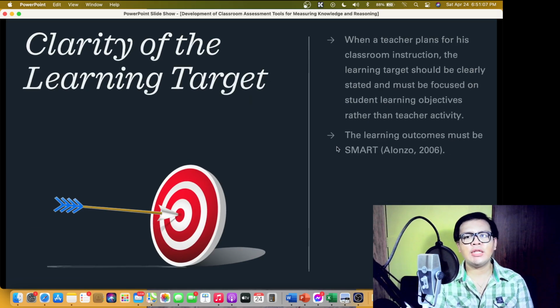So, clarity of learning target. When a teacher plans for classroom instruction, the learning target should be clearly stated and must be focused on student learning objectives rather than the teacher's activity. It should be student-centered, coming from what the student should be able to gain right after it was provided to them. The teacher is there to facilitate. According to Alonso of 2006, the learning outcomes must be SMART. When you say SMART, that's specific, measurable, attainable, realistic, and time-bound.